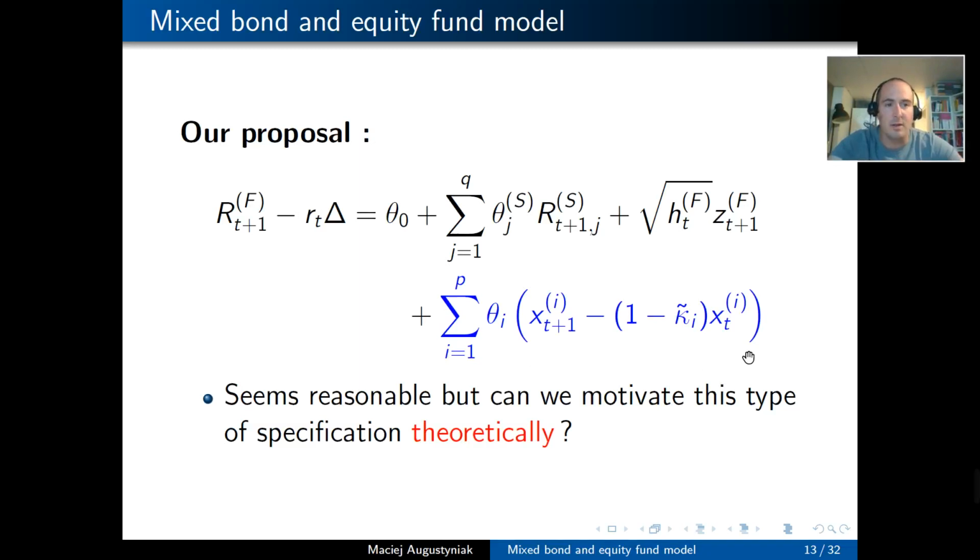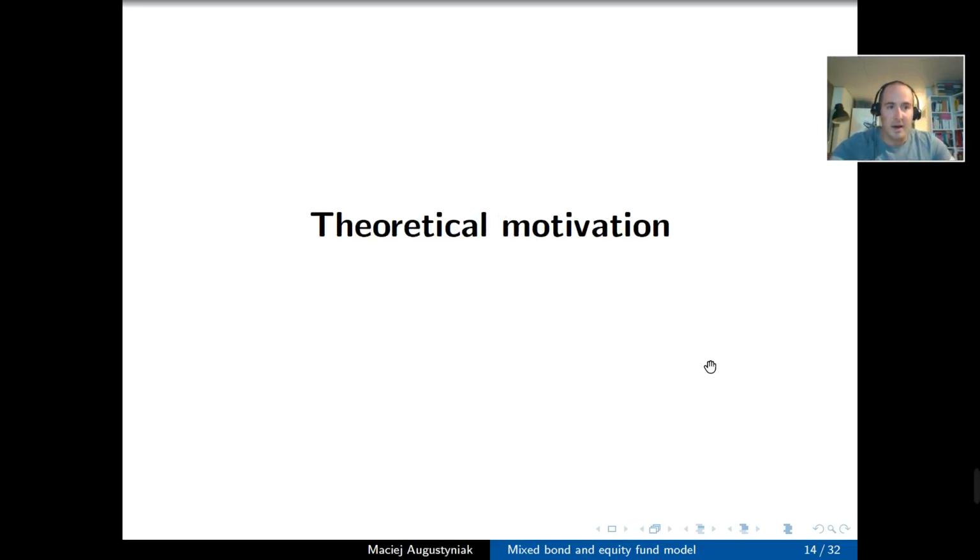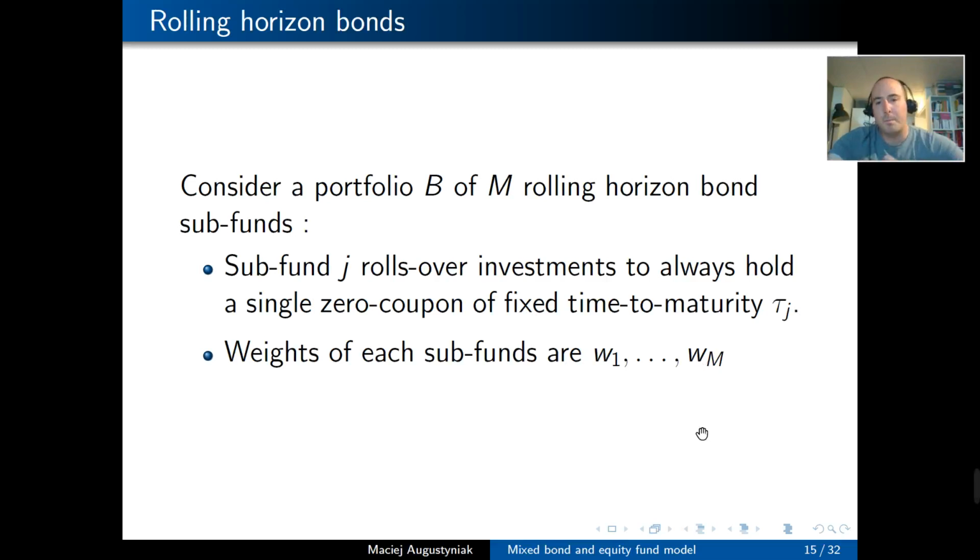This seems reasonable intuitively, but can we motivate this theoretically? The answer is yes, so we are going to present now such a theoretical motivation. Let's assume that we have a portfolio B of capital M rolling horizon bond subfunds, and each of the subfunds contains exactly a single bond which is rolled over at every period. The bond is sold and another new bond is purchased at every period, so that the maturity of the bond in the subfund remains constant. For the subfund J, the maturity of the bond is always tau J. So each of the subfunds contains a single bond whose maturity is constant through time.